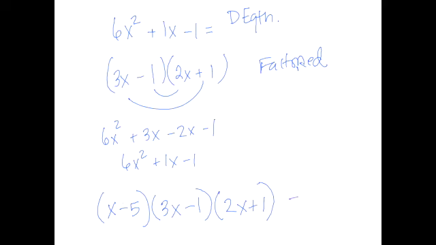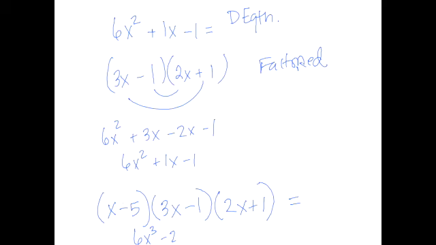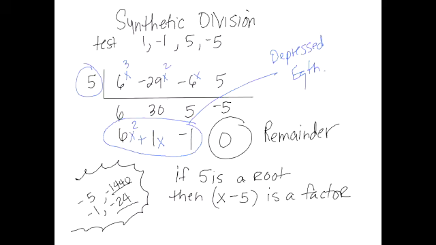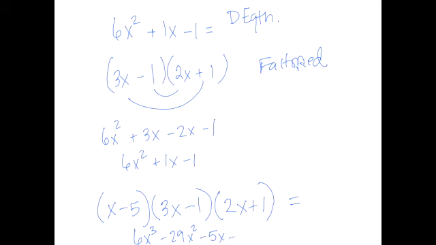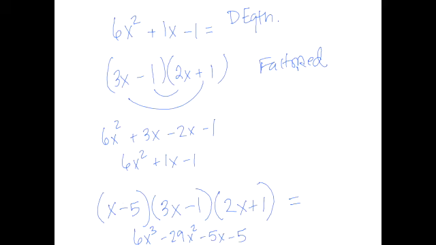If I were to multiply all of these factors together, I would end up with that original problem, which was 6x to the third minus 29x squared minus 5x minus 5, I believe, is what it was. If I'm not mistaken. Yes. Okay? So these are all the factors.